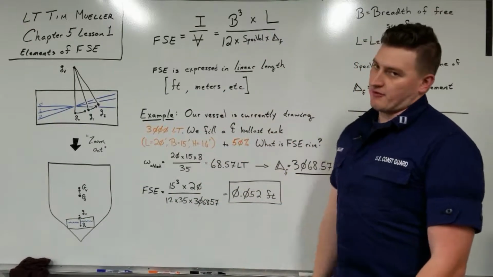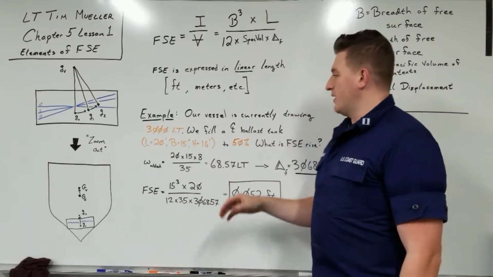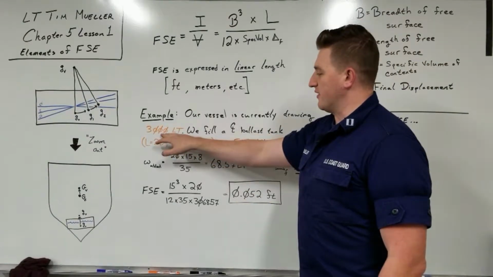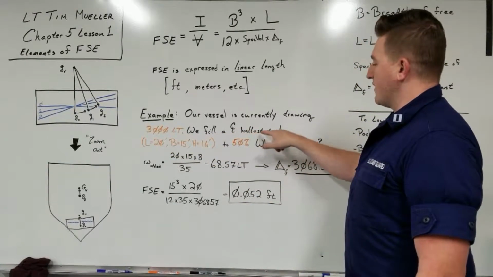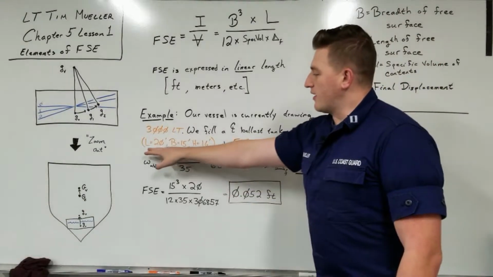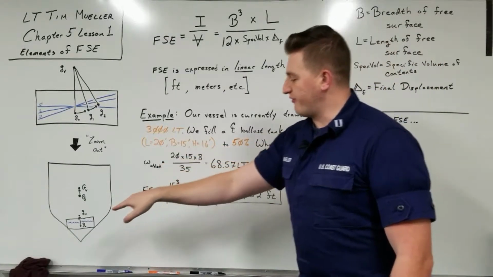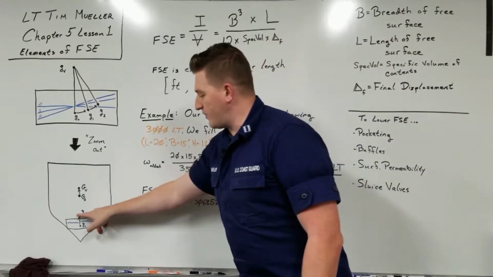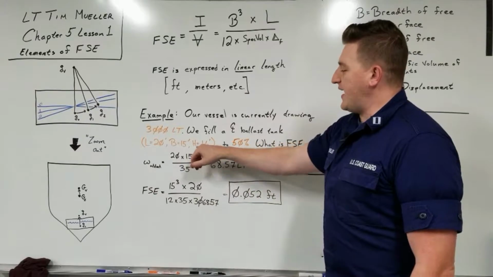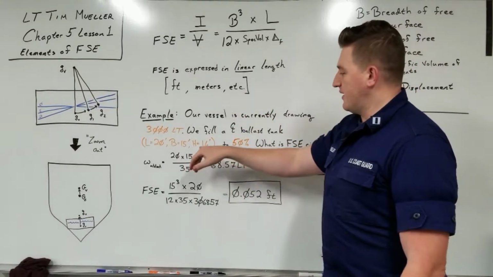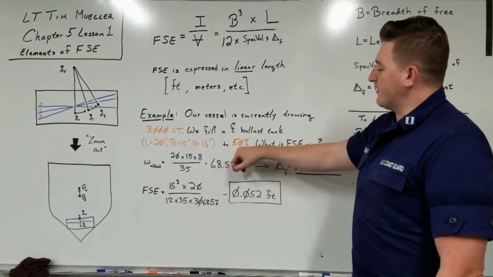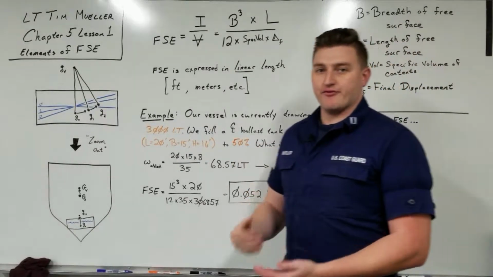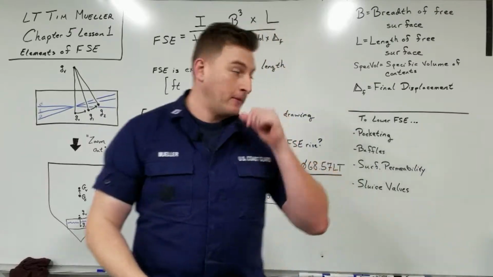Now let's go into an example real quick and see how we can apply this. So in this prompt, our vessel is currently drawing 3,000 long tons. We fill a centerline ballast tank with seawater of length equals 20 feet, so 20 feet into the board. B equals 15, so this width here is 15. And then H, the overall height of that tank, is 16 feet. And we're filling it to 50%. What is the FSE rise? So what is the free surface effect rise in the center of gravity?